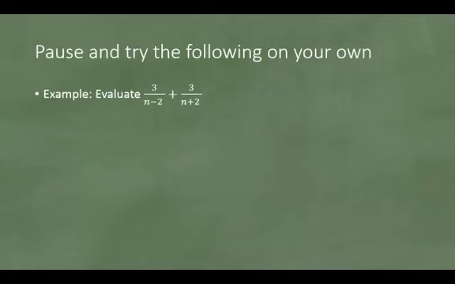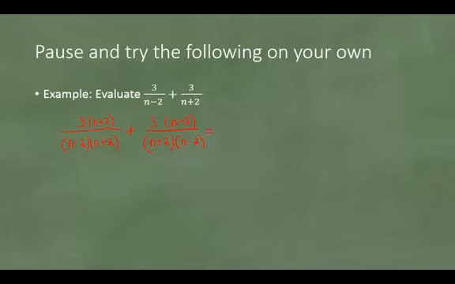Alright, so we need to add these two rational expressions, but we don't have the same thing in the bottom. We have n minus 2 and n plus 2, so we can't do that unless we have the same denominator. So we have an n minus 2, we need an n plus 2, so we're going to multiply by n plus 2 in the bottom and the top, plus 3. And again, we have an n plus 2, but we don't have an n minus 2, so we're going to multiply by an n minus 2 in the bottom and the top.